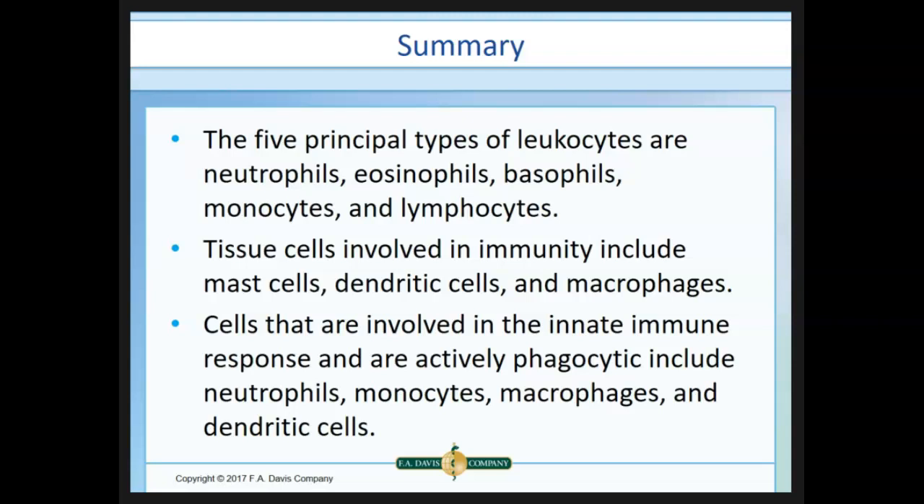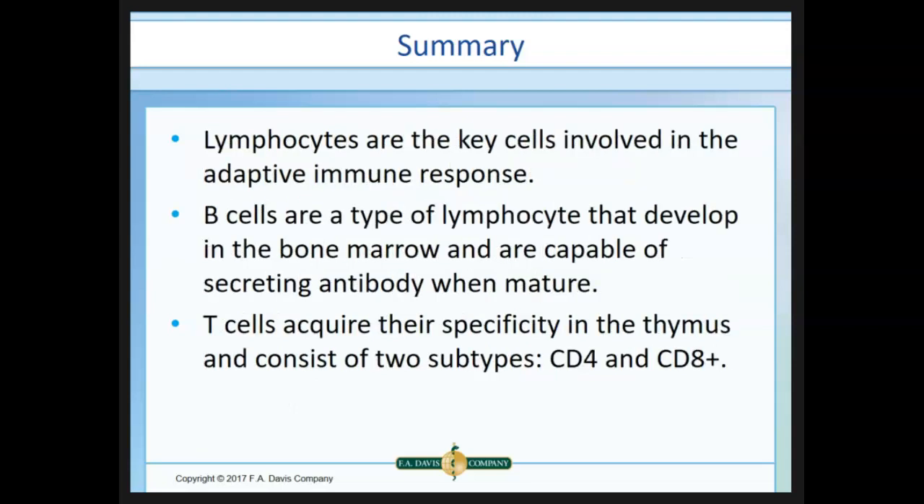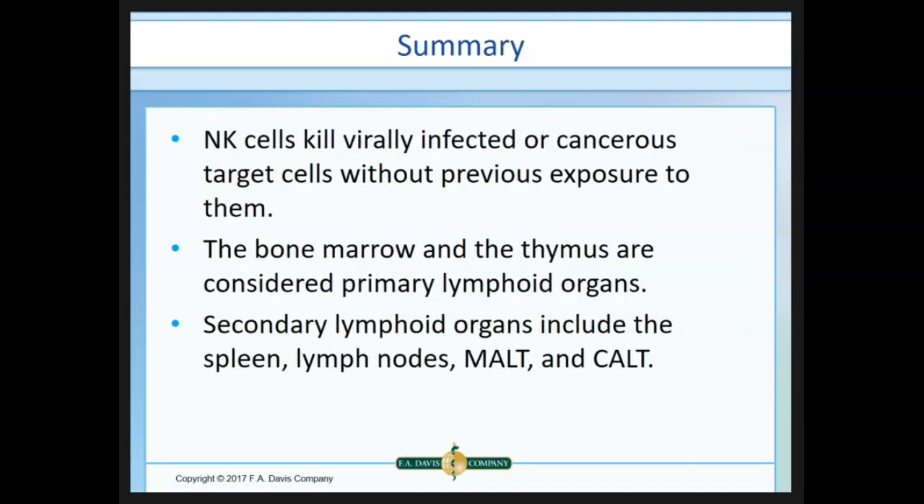Cells that are involved in the innate immune response and are actively phagocytic include neutrophils, monocytes, macrophages, and dendritic cells. Lymphocytes are the key cells involved in the adaptive immune response. B cells are a type of lymphocyte that develop in the bone marrow and are capable of secreting antibody when mature, which means plasma cell. And T cells acquire their specificity in the thymus and consist of 2 subtypes, CD4 and CD8, and that will be important later on in the course.